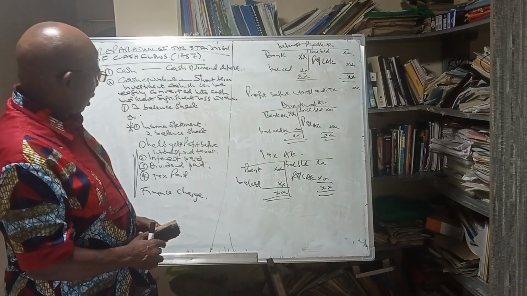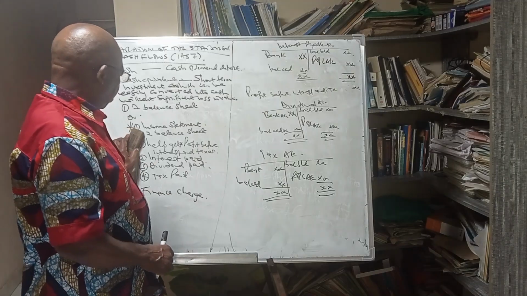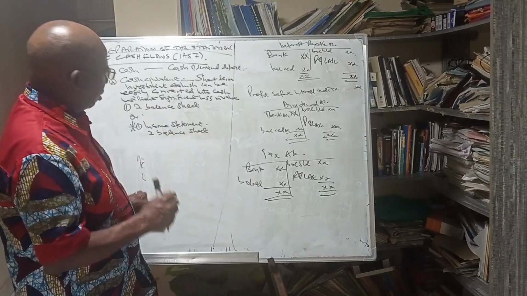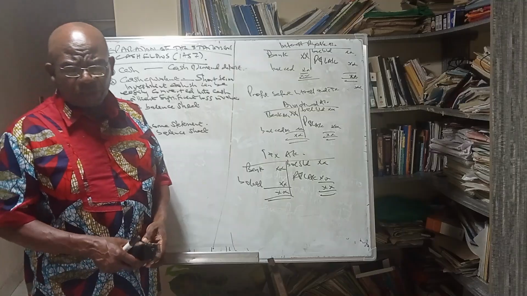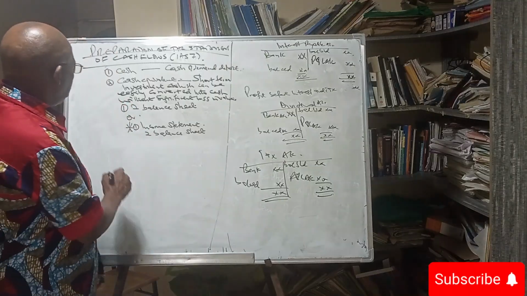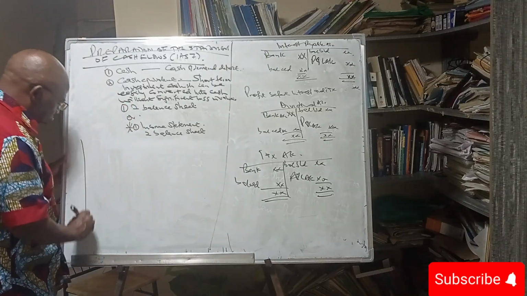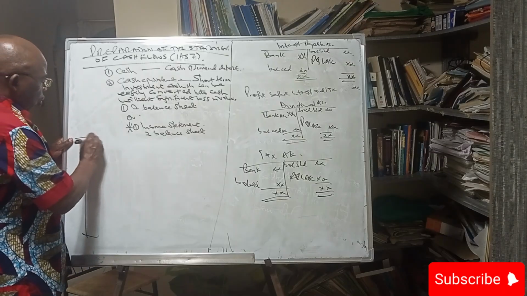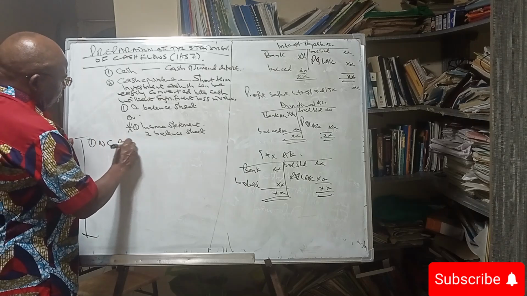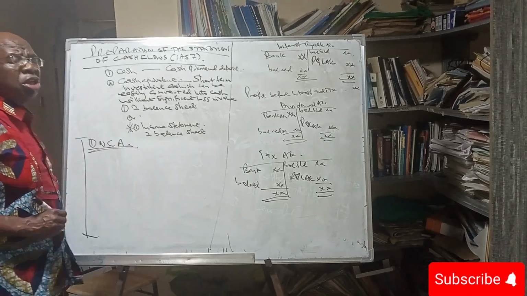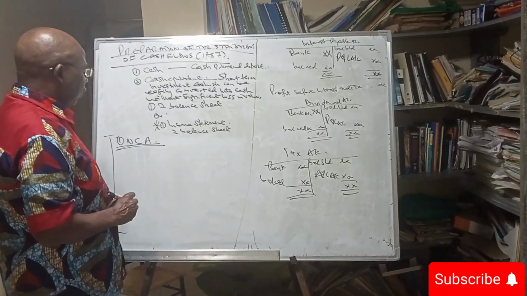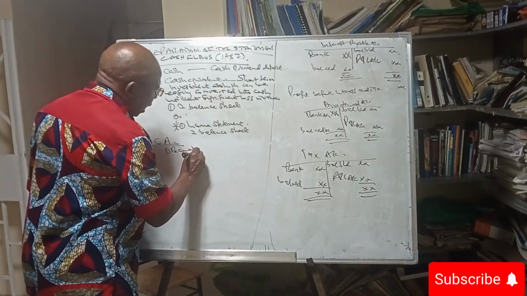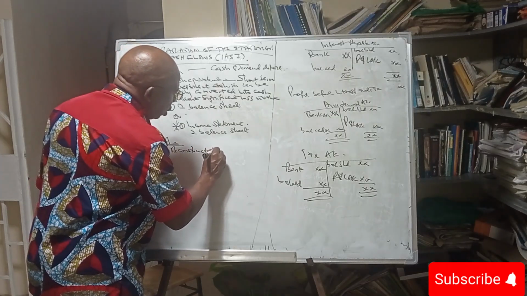Please note what I'm doing. After you're through with the income statement, you go to the balance sheet. At the balance sheet, you move from the beginning to the end. Number one, you deal with the non-current assets. And how do you deal with the non-current assets? You reconstruct their accounts, based on the information given.